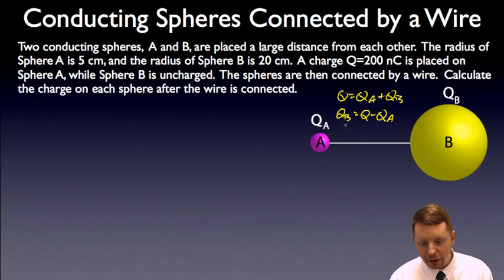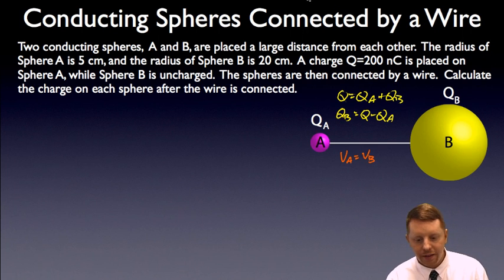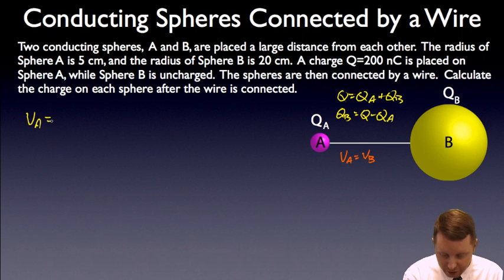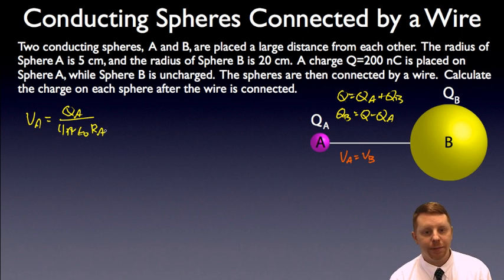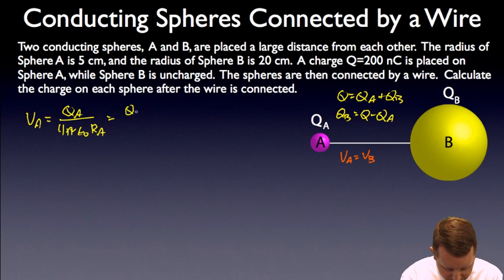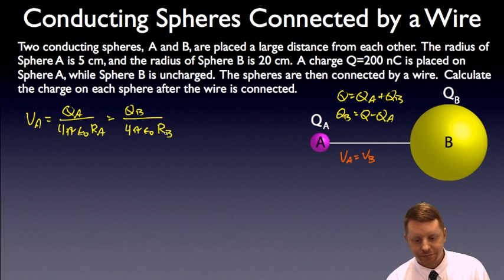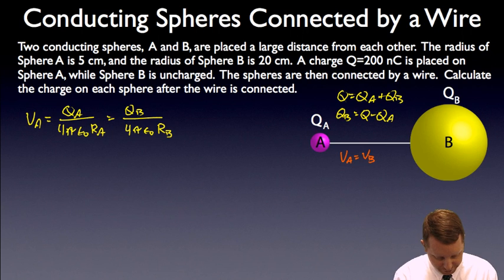And as we mentioned before, we also know that the potential at A must be equal to the potential at B. Well, with that, let's see if we can figure out what the charge is on A and B. To begin with, let's start by writing that the potential on A is going to be equal to QA over 4 pi epsilon 0 RA. And that must be equal to the potential on B, which must be QB, charge on B, divided by 4 pi epsilon naught RB.